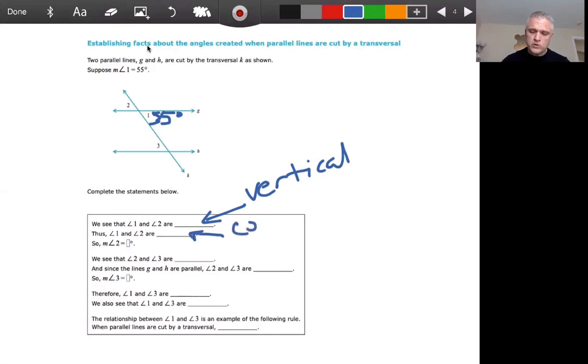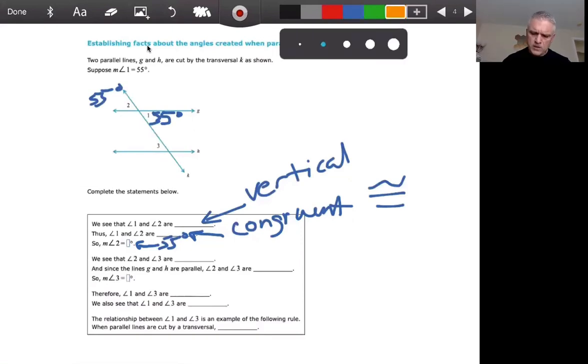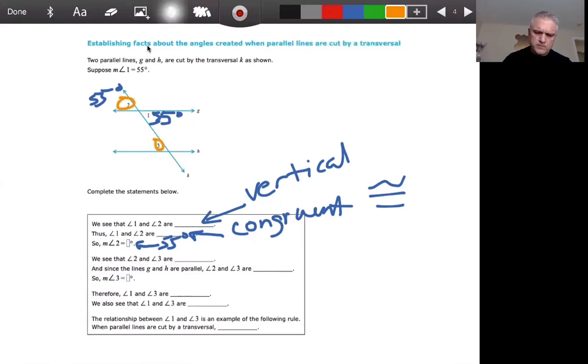So you can either write the word or the symbol. So the measure of angle 2 is also going to be 55 degrees. Easy peasy. That's unit 1 stuff. Now we see that angle 2 and angle 3 are, well, they're on different intersection groups. 2 is in the upper left and 3 is in the upper left. So I would call them corresponding angles.